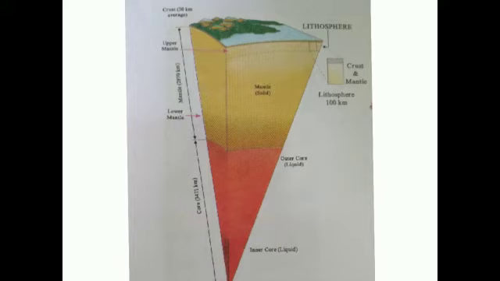Oceanic crust is also very easy. It is 7 to 10 kilometers thick. It contains silica and magnesium. And the rocks there are basalt and gabbro rocks. Now next, see what is meant by mantle.